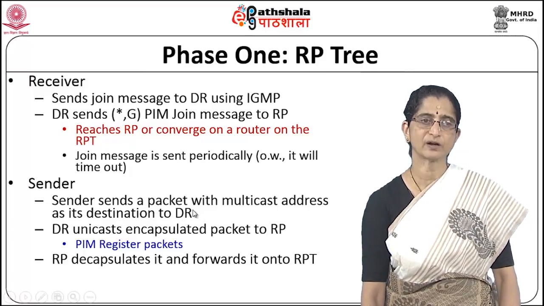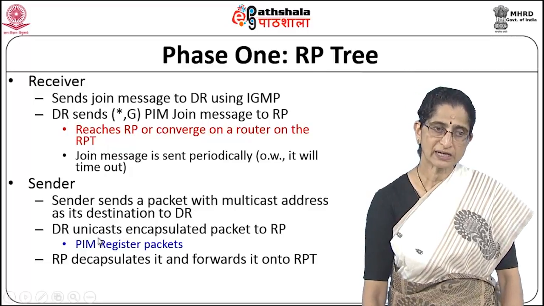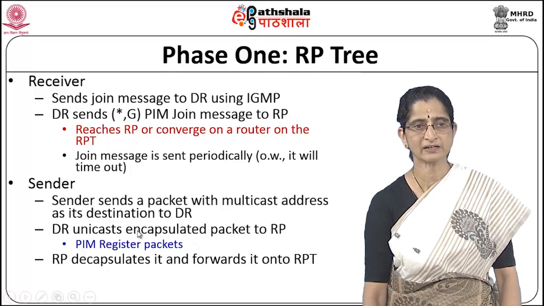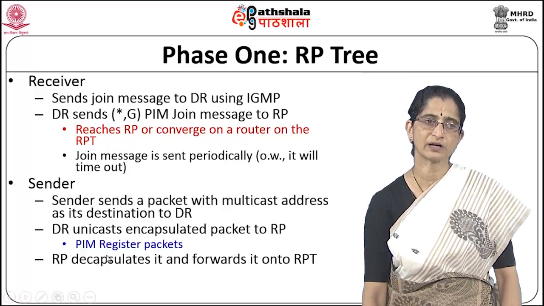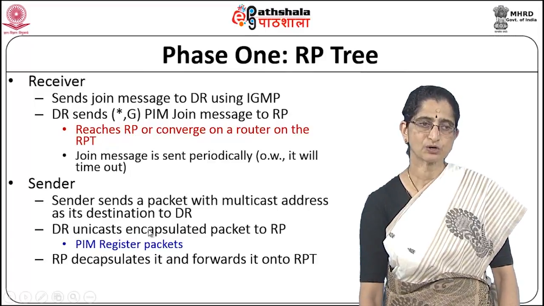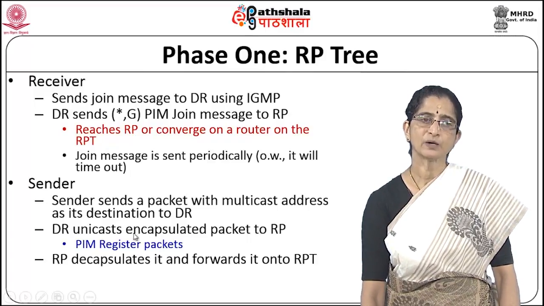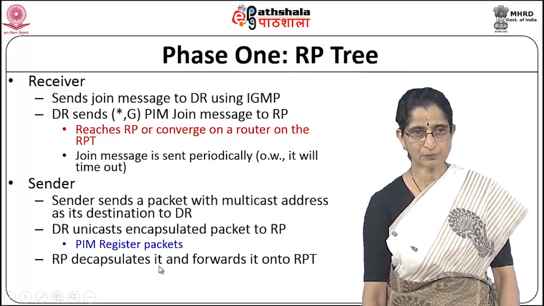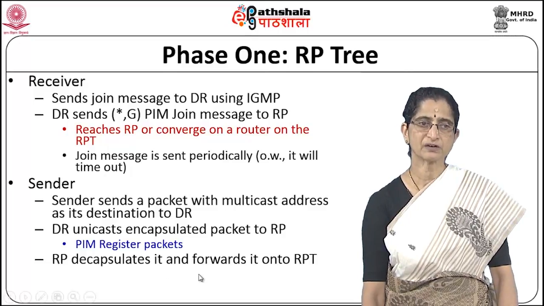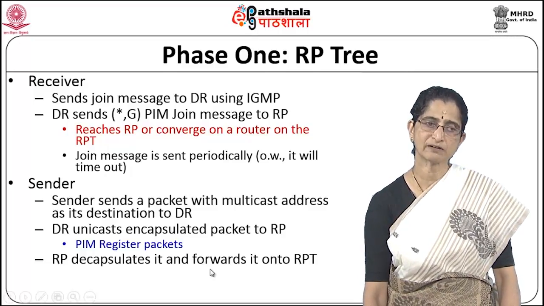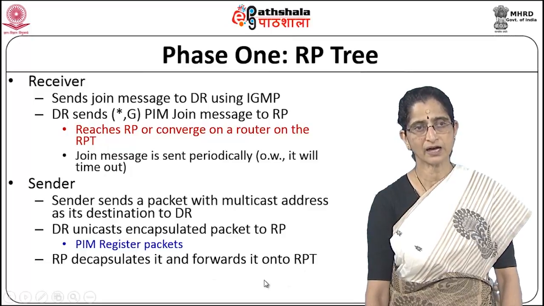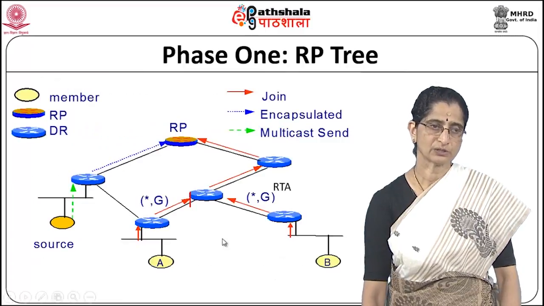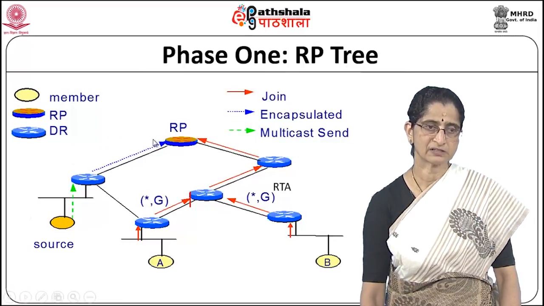And what this designated router will now do is unicast this packet; that is, it will encapsulate this multicast packet into a unicast packet and send it to the RP. Okay, this is called a PIM register packet. So it sends what is called a PIM register packet to the RP, and what the RP will now do is decapsulate that unicast packet, and when it opens it, it will find that there is a multicast packet. So that will be forwarded by it onto the RP tree, onto the reverse path tree that has been constructed. Right. So, you can understand this with respect to this example.